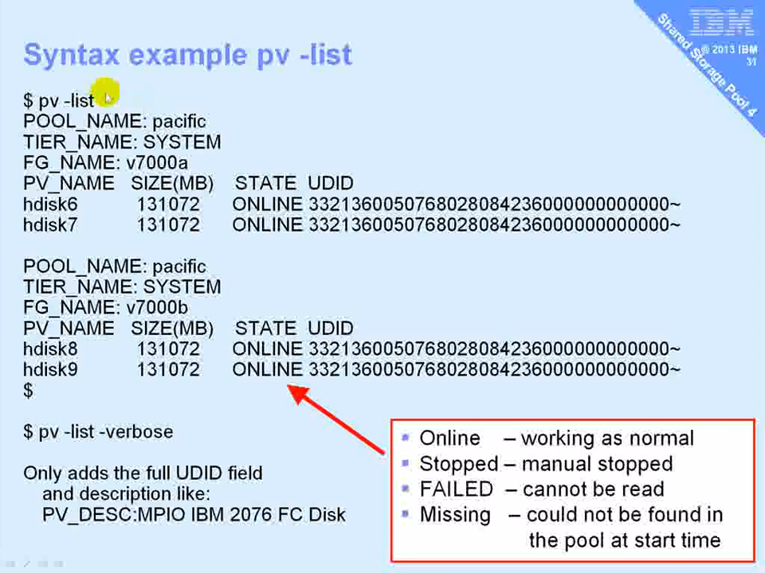There's also a list option. We see they have the name of the storage pool, the name of the failure group, V7000A and B, and then we have the disks attached to each of the failure groups. The status here is online. That's good. There are other statuses for the LUNs down here: online, stopped, failed or missing. There's also the UDID. Unfortunately it cuts off the end because it won't fit onto the screen. If we use the verbose mode, then we get the full details of that, and it also puts in a description. We get a paragraph for each of the disks, and it says here that it's an IBM 2076, which everybody knows is a V7000.